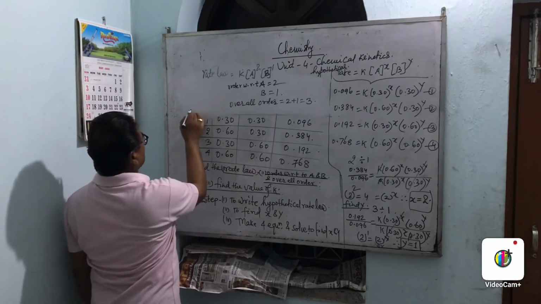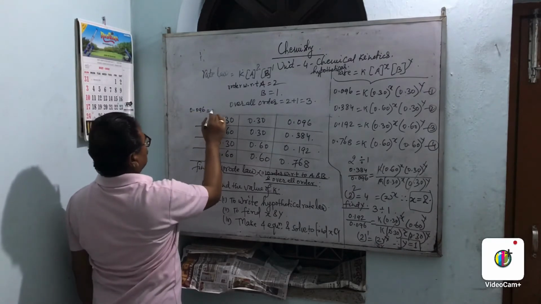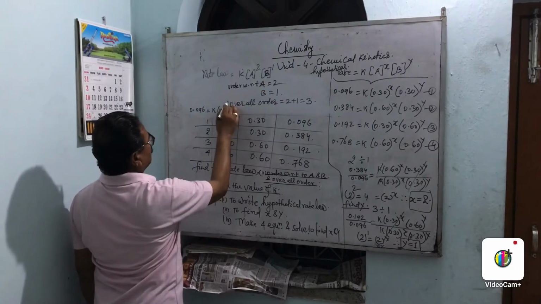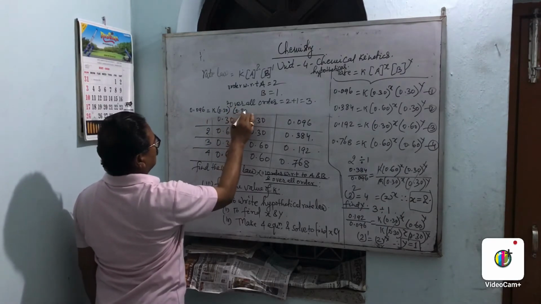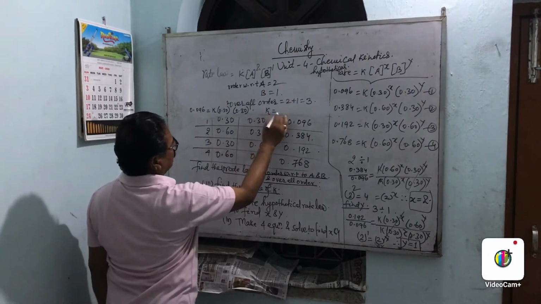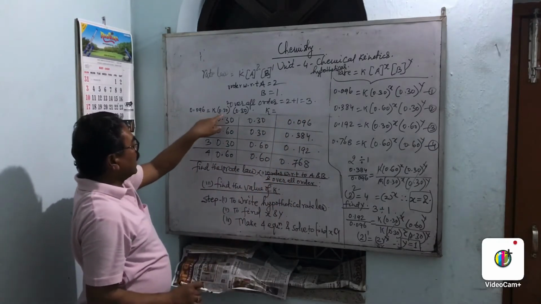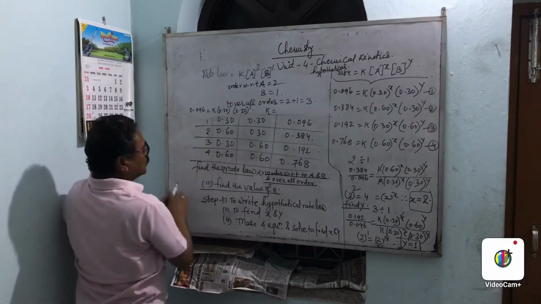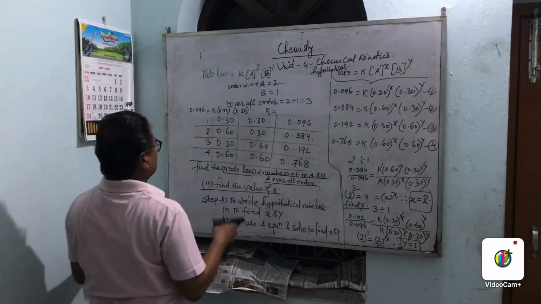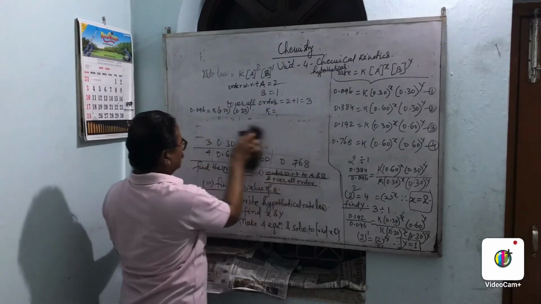So rate is equal to the given 0.96. This is equal to K, and what is the value here? 0.30 to the power 2, and this is 0.30 to the power 1. So we are able to solve it, find the value of K and write the proper unit. This is mole per liter, and this is how we will calculate the unit. So we should have the concept of how we calculate the unit. So the values work is over. Now I will erase it.